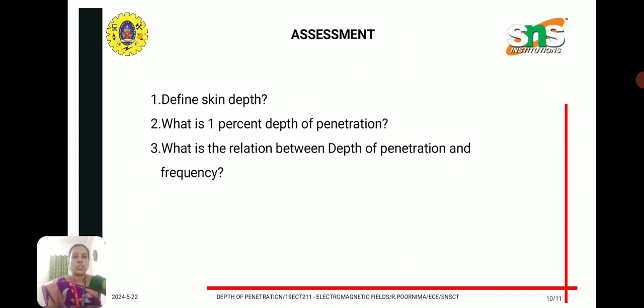These are the assessment questions. Define skin depth. Skin depth is defined using the depth of penetration of an electromagnetic wave at different frequencies using the term delta. The 1% depth of penetration can be defined using the inversely proportional relation between delta and frequency, and the relation between depth of penetration and frequency was also discussed.